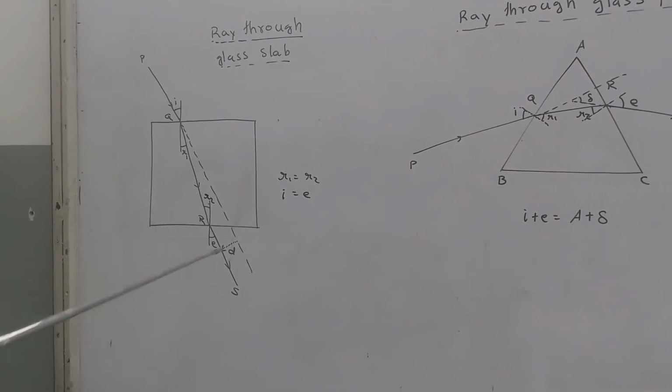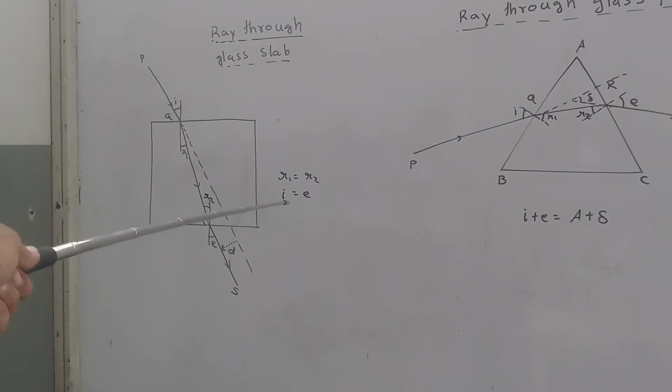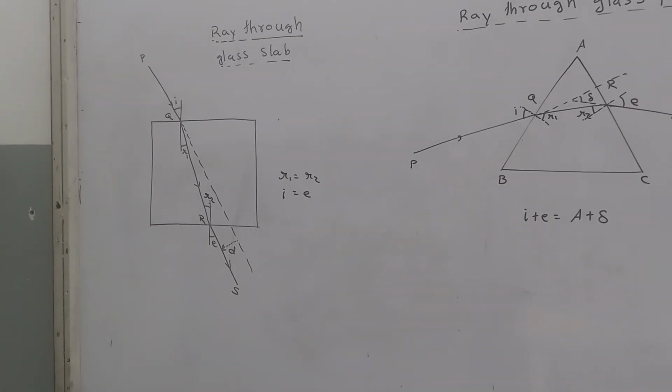Now what will happen to this lateral shift if I increase the angle of incidence? If I increase the angle of incidence, the lateral shift is also going to increase. What is going to happen to the angle of emergence? They are equal. So if I increases, E also increases, and by this the lateral shift increases.